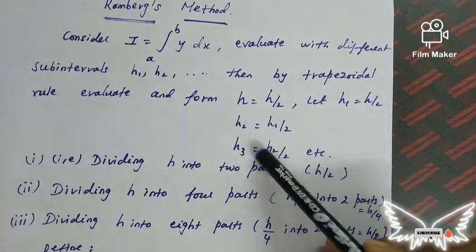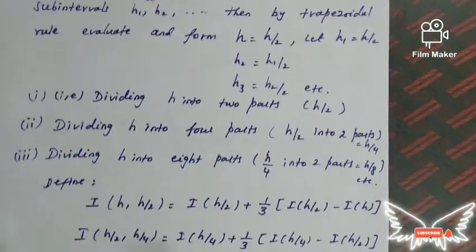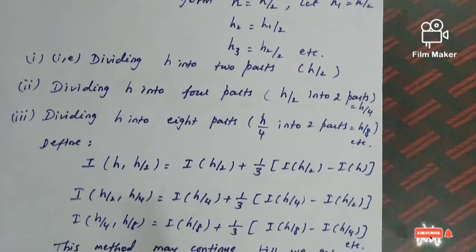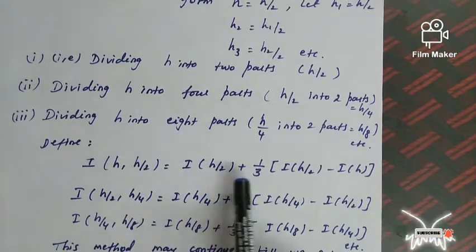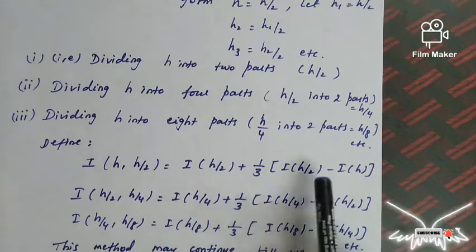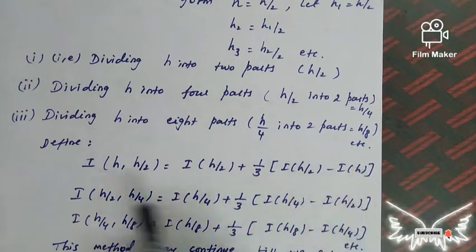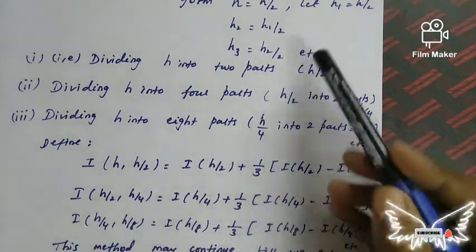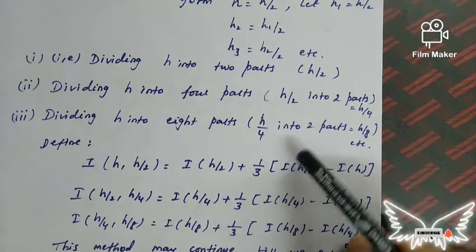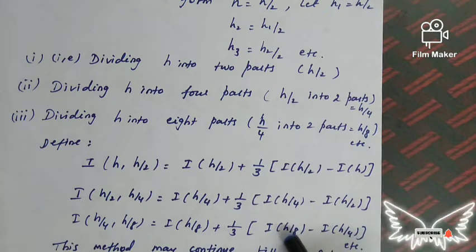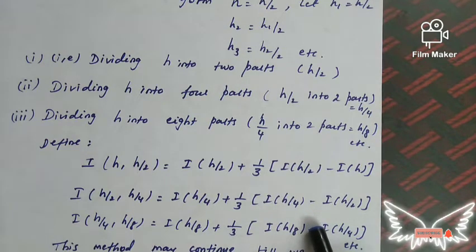After finding these, we have to define a formula. That is Romberg's formula: I of h comma h by 2 equals I of h by 2 plus 1 by 3 into I of h by 2 minus I of h. Likewise the next case, h by 2 and h by 4, then h by 4 and h by 8. For all these we use the formula. This is called Romberg's method.